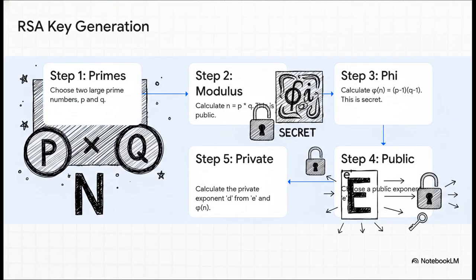First, you pick 2 absolutely massive, random prime numbers, p and q. Second, you multiply them together to get your modulus, n. Third, and this is the key part, you use our secret formula to calculate phi of n. That value is the core secret. Fourth, you pick a public number, e. And finally, you use that public e and your secret phi of n to calculate a private number, d.